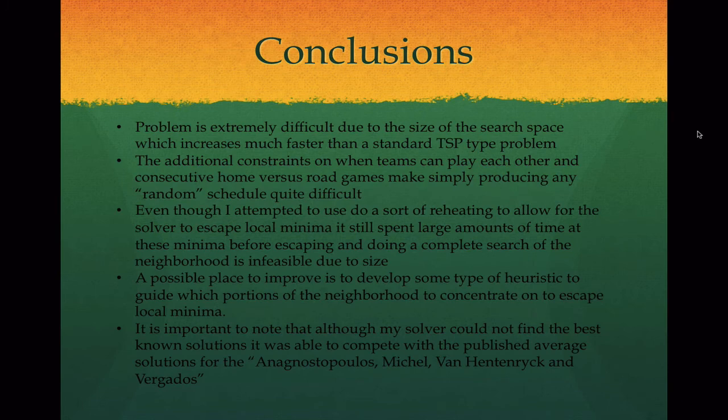This problem is extremely difficult due to the size of the search space. It increases much faster than a standard TSP type problem. The additional constraints on teams playing each other in consecutive weeks and on consecutive home games and consecutive road games make simply producing a random schedule quite difficult.